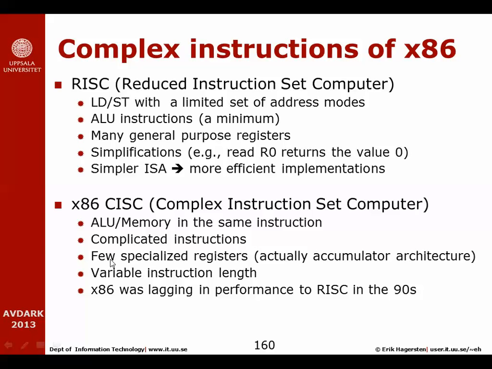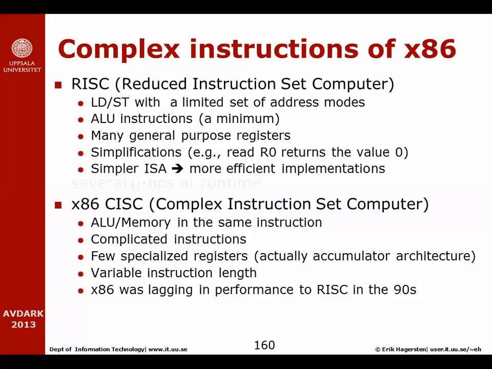It also has some very specialized registers, as I said before, not just general purpose registers. It has variable instruction length, which makes it hard as well. So in the 80s and 90s, especially in the beginning of the 90s, x86 was lagging in performance compared with the RISC proposals, with the Alpha, the Sparc, and so on.